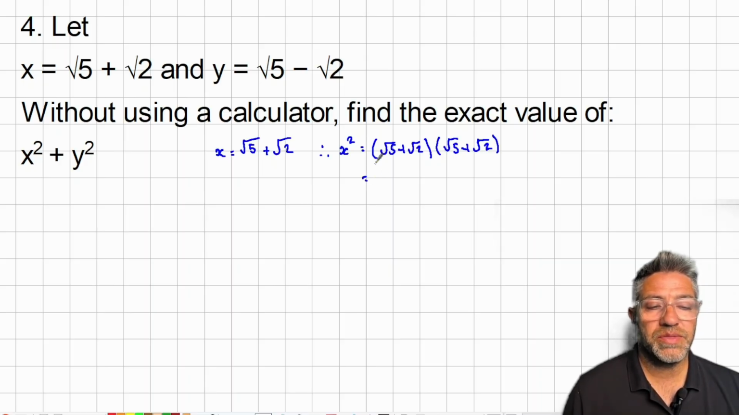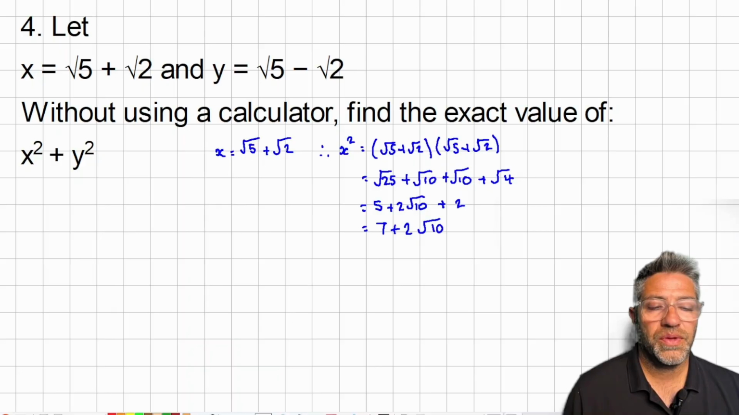So let's expand those brackets. We will get root 25 plus root 10 plus another root 10 plus root 4. What does that give us? 5 plus, well, we've got 2 root 10s, add 2. The final stage in our simplification, 7 plus 2 root 10.